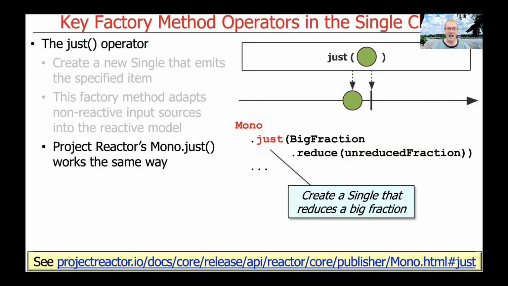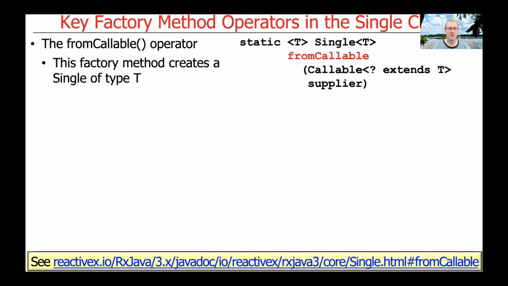Project Reactor has a just method in its Mono class that works the same way. You can say Mono.just instead of Single.just. And once again, you can pass in an unreduced BigFraction, which will be reduced in the thread that's doing the call at instantiation time, when the assembly is put together for that chain of calls.